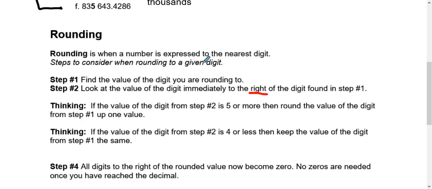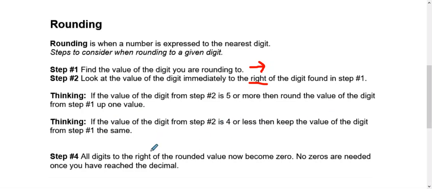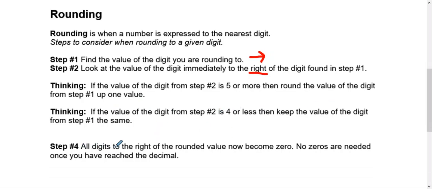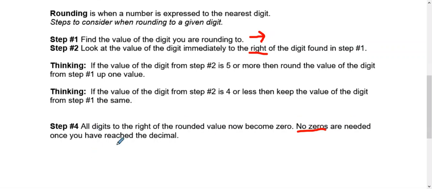Okay, so we're going to look 1 spot to the right. If the value of this digit on the right is 5 or more, we're going to move it up by 1 value. If the value of the digit is 4 or less, we're going to keep it the same. And then all the digits to the right of the rounded value now become 0. And there will be no zeros needed at the end after we've passed the decimal.